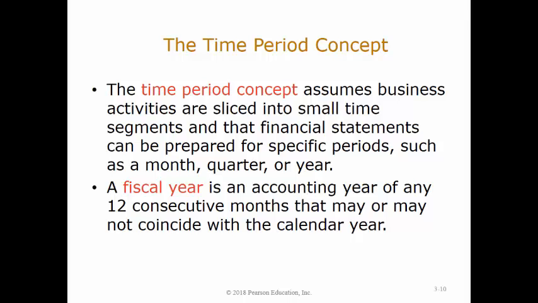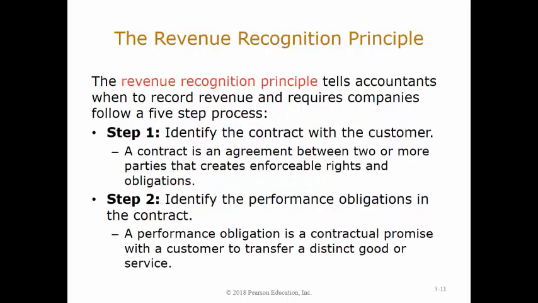Many companies begin their fiscal year at the beginning of a quarter following a slow period. For example, retail organizations such as Walmart, JCPenney, Target, etc. may have a fiscal year from February 1 to January 31, since January is a slow month following the holiday season. Step 1 of the revenue recognition principle is to identify the contract with the customer.